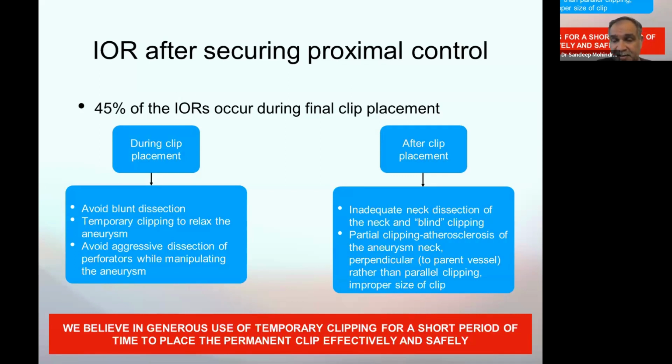After clip placement, once you are putting the permanent clip on the ACOM aneurysm and there is an intraoperative rupture, inadequate neck dissection of the aneurysm has been done. That is very clear. Partial clipping is there because of atherosclerosis, and your clip placement is not parallel to the parent vessel.